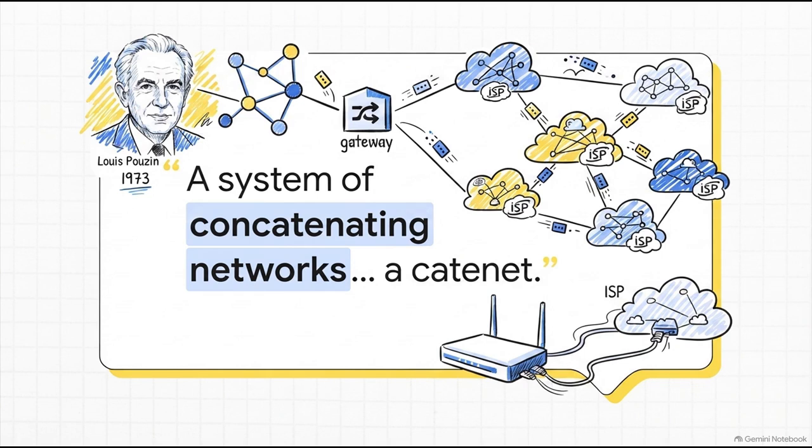Way back in 1973, internet pioneer Louis Pouzin described this exact concept of linking different networks together using gateways. He actually called it a catenet, a system of concatenating networks. Those early gateways are the direct ancestors of the modern routers that our packets are bouncing between right this very second, hopping seamlessly from one ISP network to another.